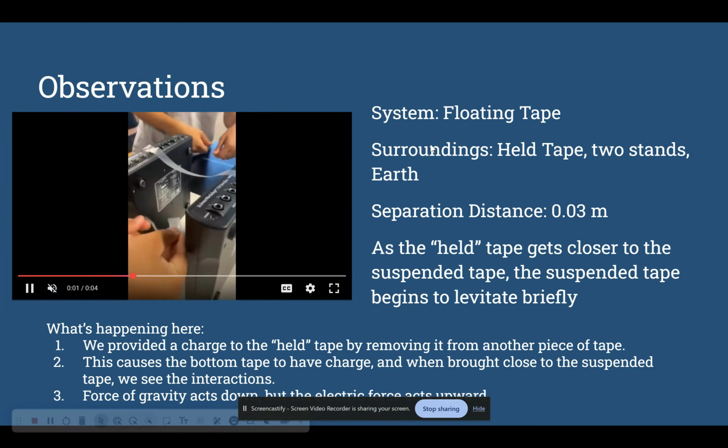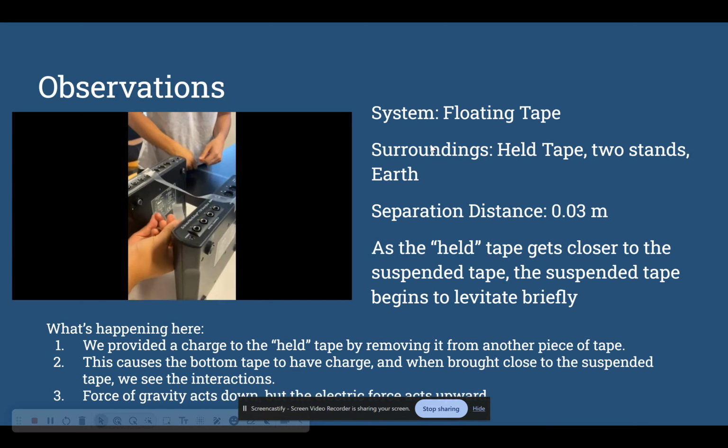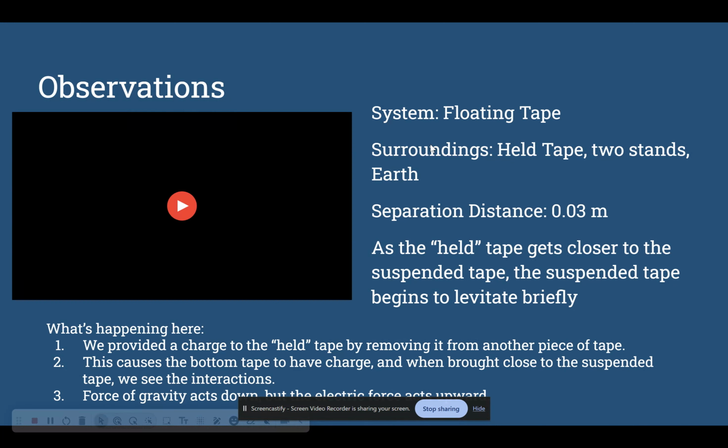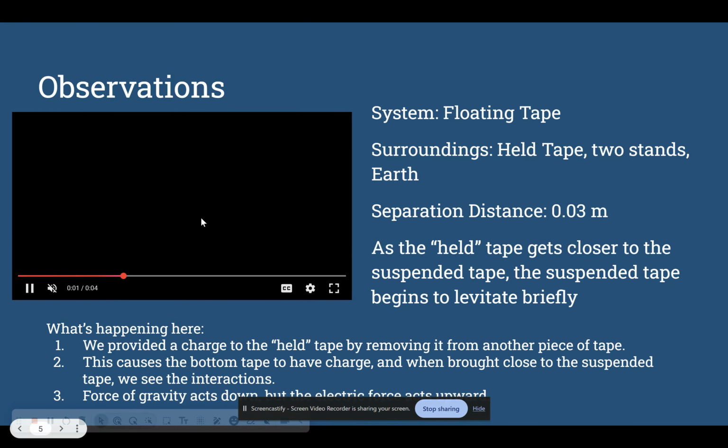Alright, so on the left you can see a video of the tape floating very briefly for a second. The system is the floating tape, the surroundings are the held tape, two stands, and the Earth. The separation distance was found to be 0.03 meters, and if you look very closely, as the held tape gets closer to the suspended tape, the tape begins to levitate very briefly.